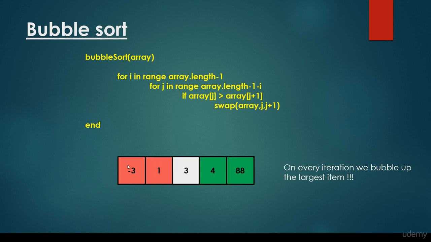-3 and 1. -3 is smaller, so they are in the right order. What about 1 and 3? Again, they are in the right order, so 3 is the third largest item in the array. We start again. -3 and 1. They are in the right position, so we don't have to swap them. We consider 1 to be in its final position, and we have a single item left, which is by definition in its right order. So this is how we can implement a bubble sort, and we can end up with the sorted order -3, 1, 3, 4 and 88. In the next lecture, we are going to implement it. Thanks for watching.